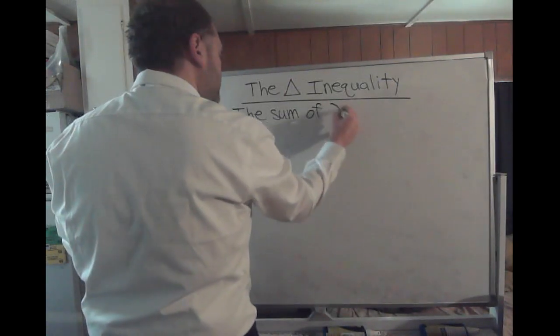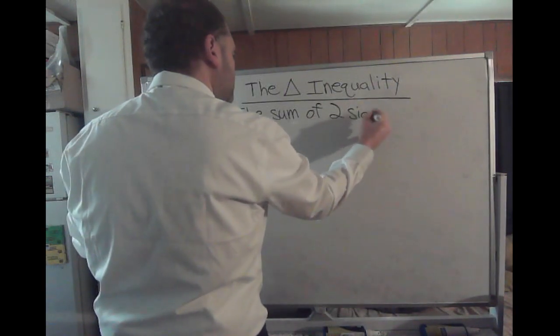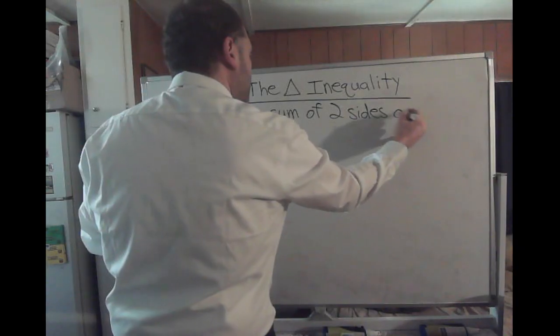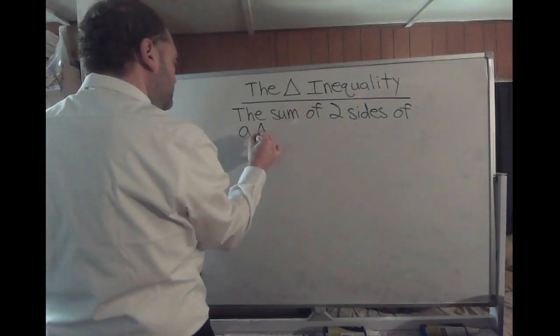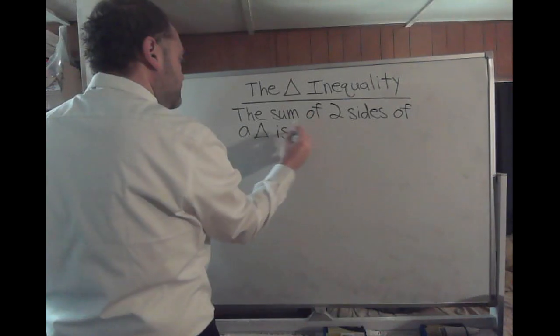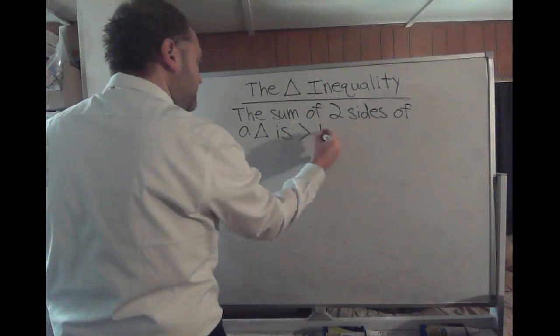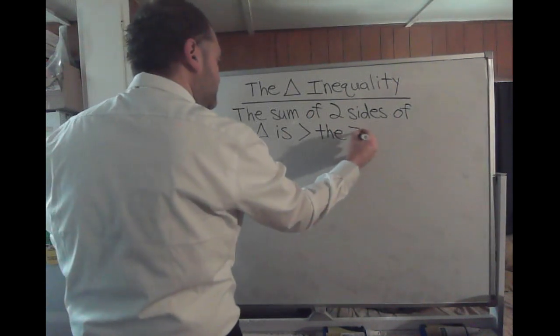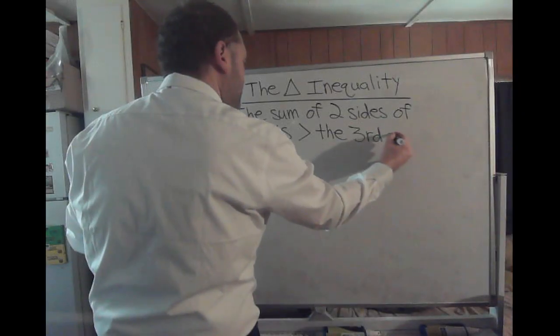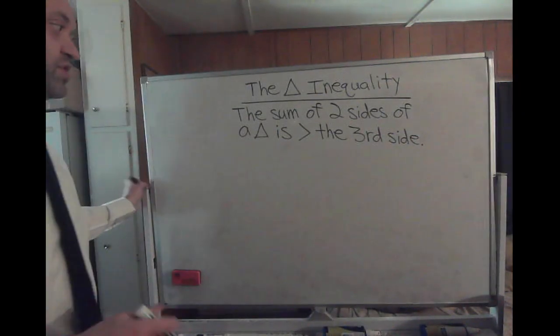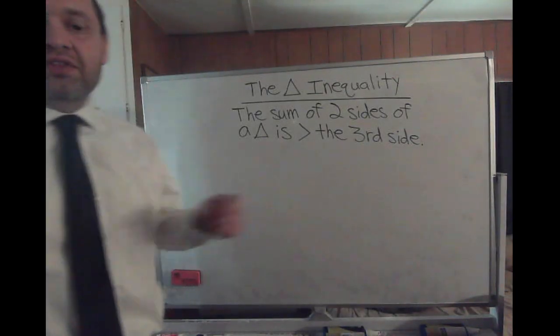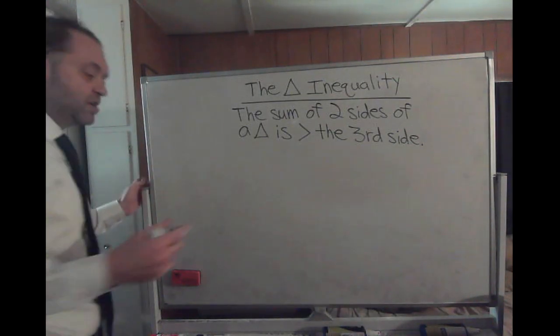of two sides of a triangle is greater than the third side. Well, I should say the sum of the length of two sides of a triangle is greater than the third side, but I think you get the point I'm trying to drive home.